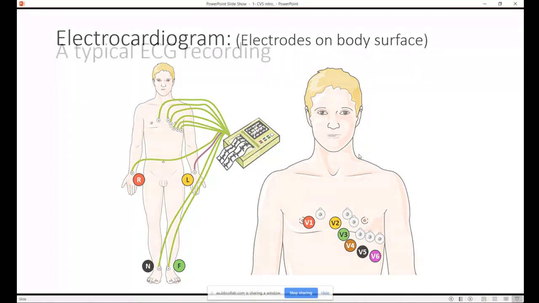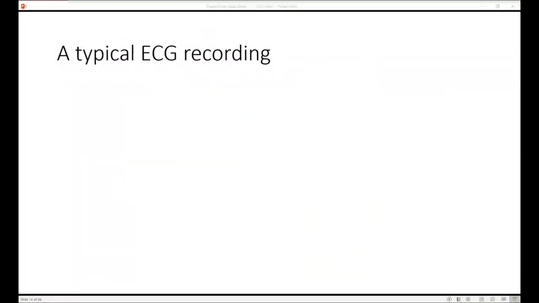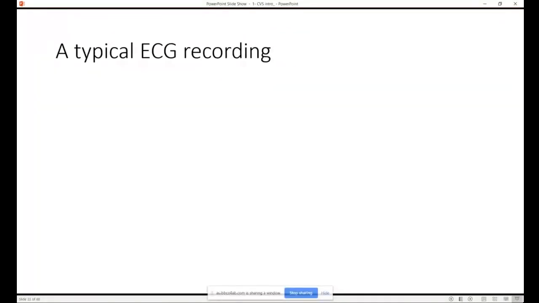Okay. A typical ECG recording. How many of you are familiar with an ECG recording? How many of you have seen ECGs? Yes. All right. Many of you have seen ECGs. How many of you have seen an ECG? Raise your hand. All of you. Okay. Perfect. So what is an ECG? Okay. So many of them say yes. All right. Perfect.